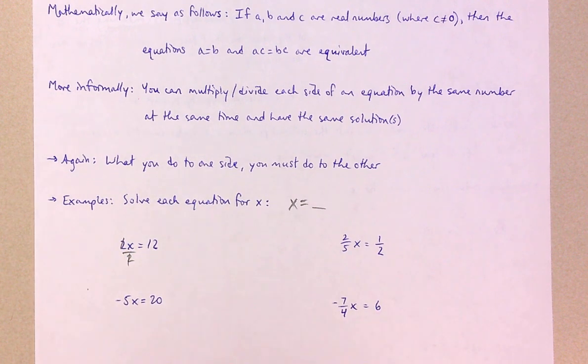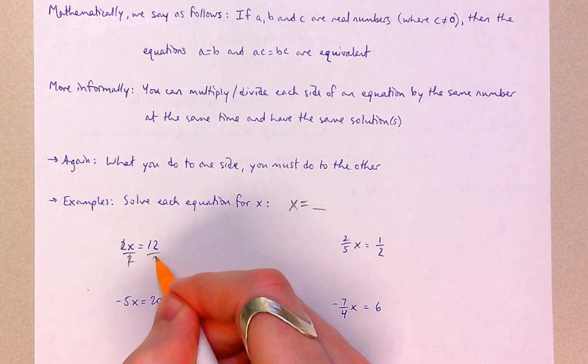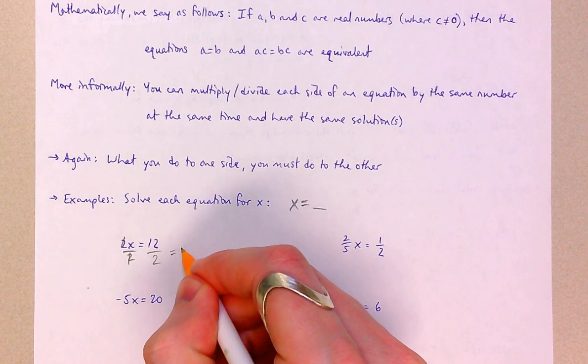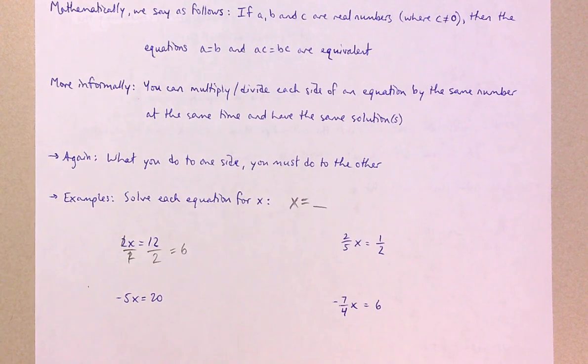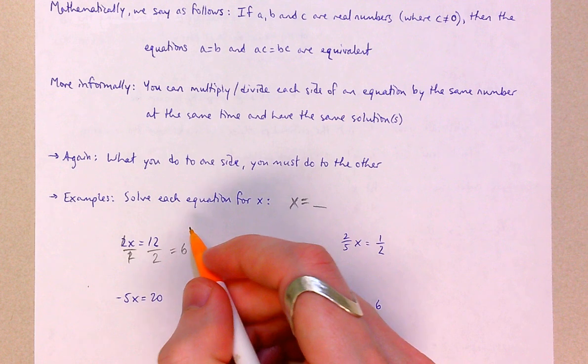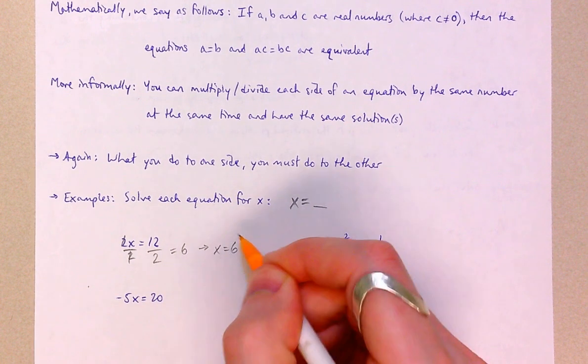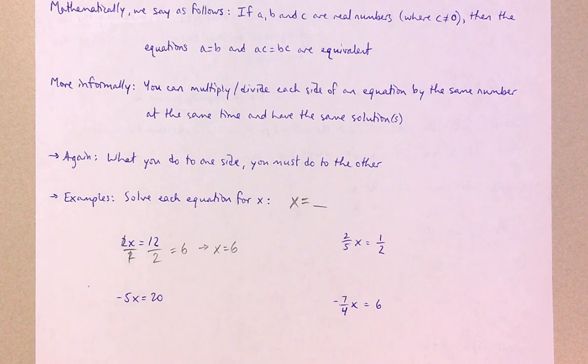Perfect. But, as we said, what you do to one side, you have to do to the other. So I have to divide the right-hand side by 2 as well. And that gives us 12 over 2, which is 6. So x is going to equal 6.